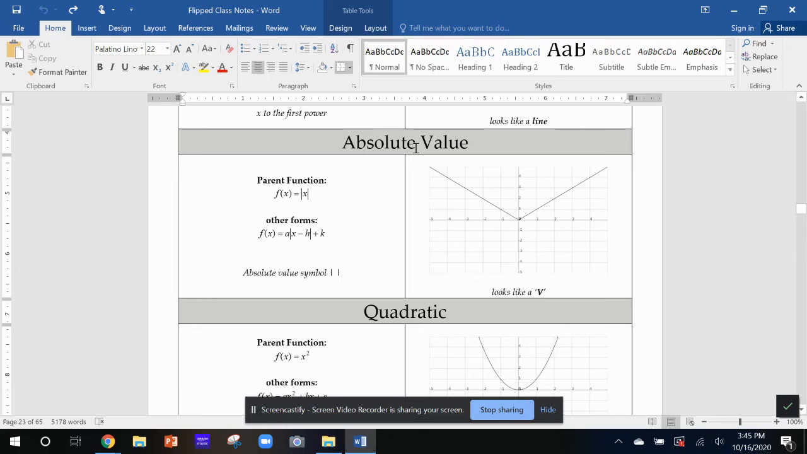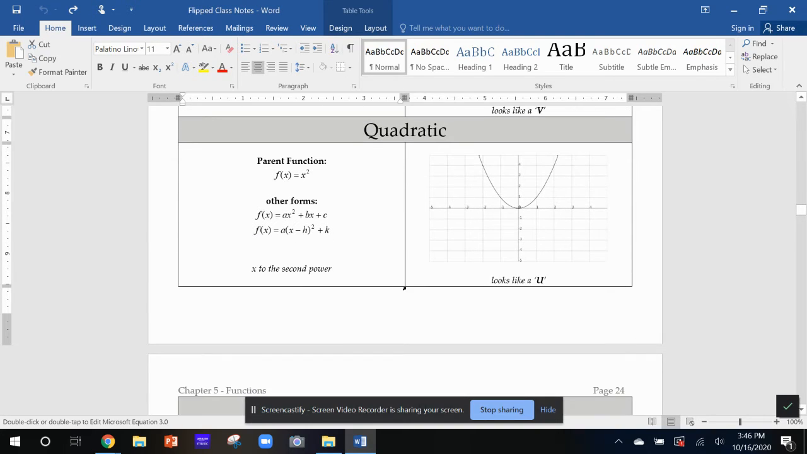So for absolute value, you're looking at an absolute value symbol, the 2 little lines right there, just like in this equation. And the graph looks like a V. The easy way to remember that is absolute value, V. The next function is quadratic. That's x squared, so x to the second power. That means the highest exponent of x in the equation is 2. And then the graph looks like a U. Again, it could be upside down. It could be right side up like this. Technically, that's called a parabola, but I'll just call it a U shape.